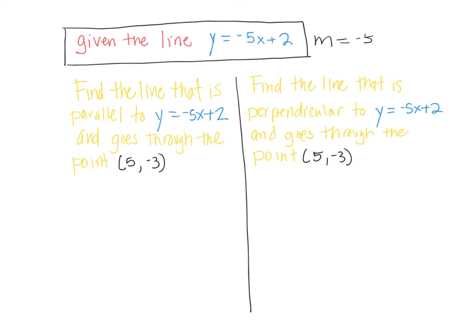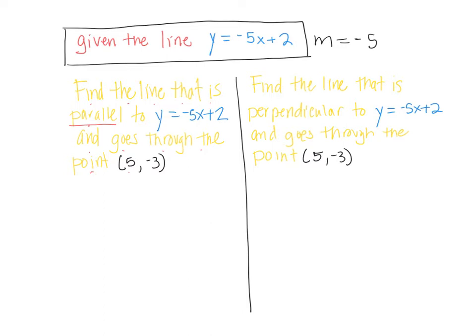And we are going to use that information to be able to find a line that is parallel to it and a line that is perpendicular to it. And so we're going to look at those two examples. So we're really going to have to make sure that we pay attention to key words here. So if we read through the first one, it says find the line that is parallel to the line y equals -5x plus 2, that was our given line, and goes through the point 5, -3.